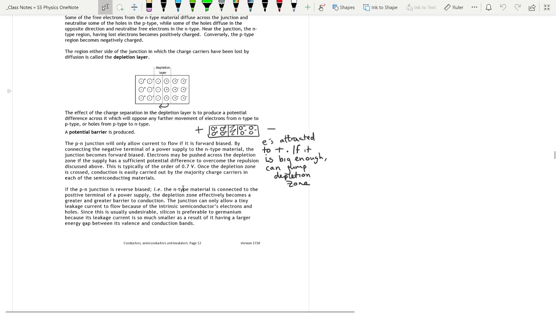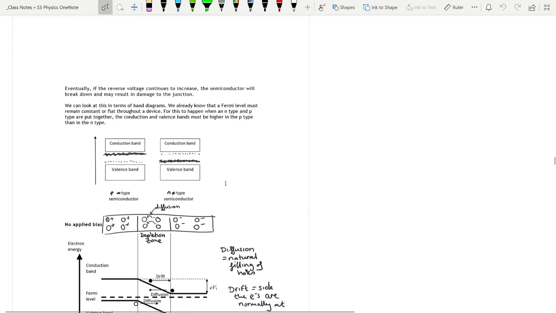So the correct way around is called forward biased. The wrong way around is called reverse biased. And basically it stops any electricity flowing. But the junction can only allow a tiny leakage current to flow because of the intrinsic semiconductors. Sometimes the electrons can become free just in a normal intrinsic semiconductor. But that's only a very, very tiny part of a tiny current.